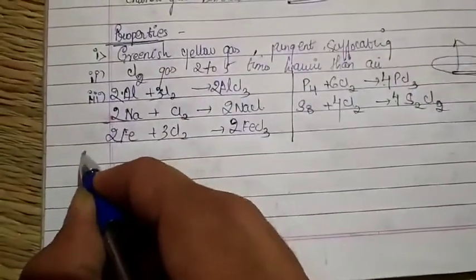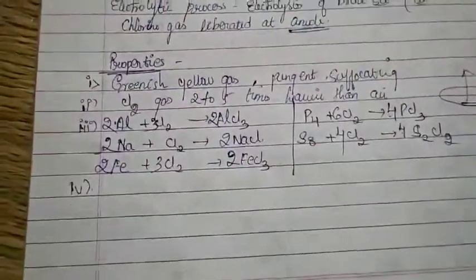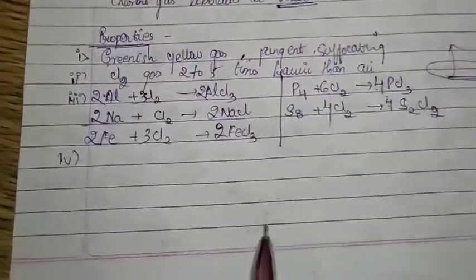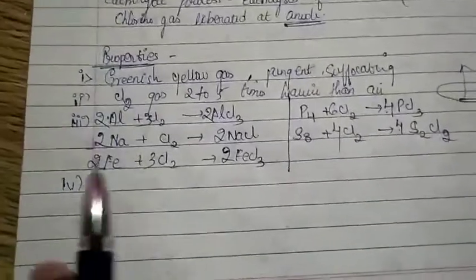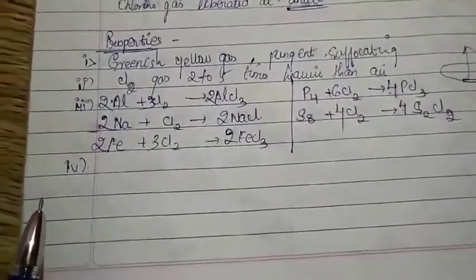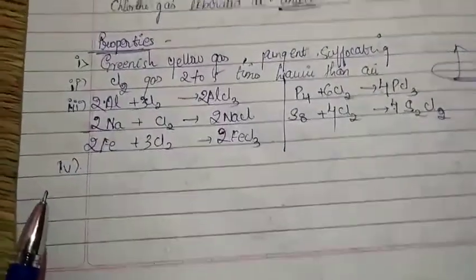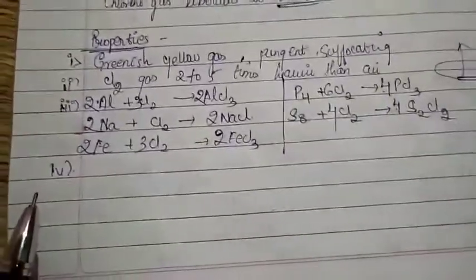The next important property we are going to see is how much affinity it has with respect to hydrogen. Basically, whenever we talk about chlorine, do remember it has a very high affinity towards hydrogen.